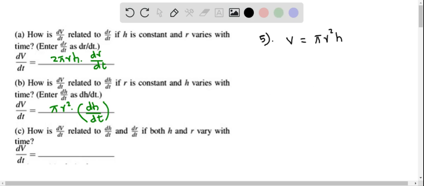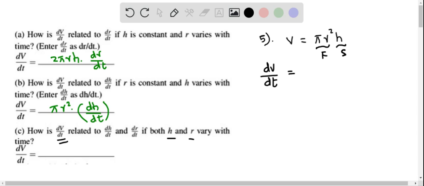Let's answer part C. Here, both h and r vary with the time, and we have to determine dv by dt. So let's find dv by dt. So differentiate v with respect to time, we get dv by dt, and this equals, since both r and h vary with time, here we have to use the product rule of differentiation. So first, let me consider this expression as first, and this h as second. So we can find this derivative when we apply the product rule.